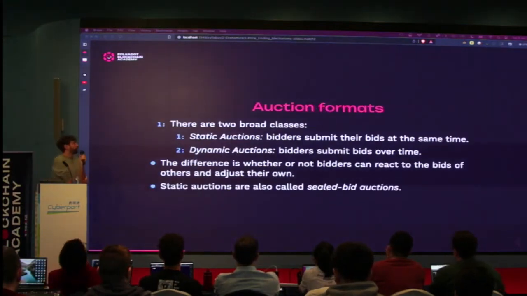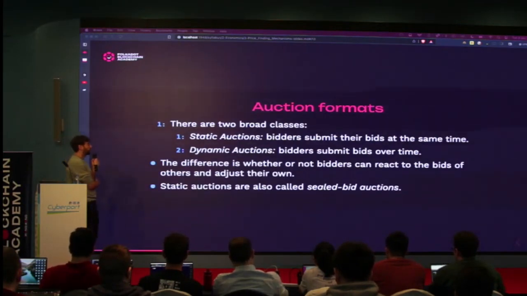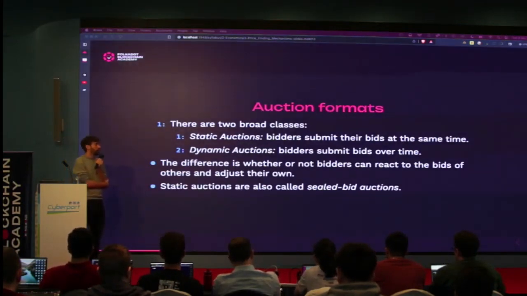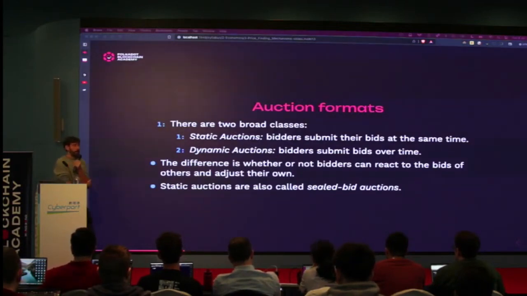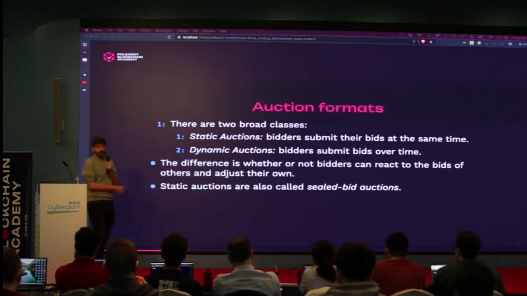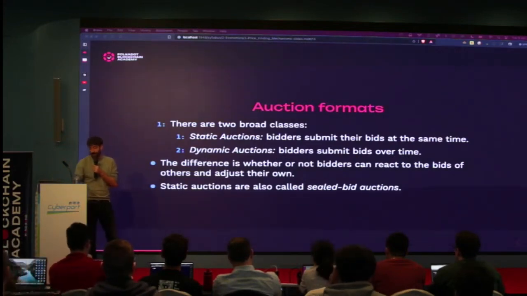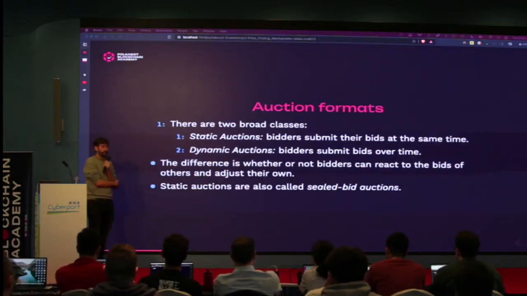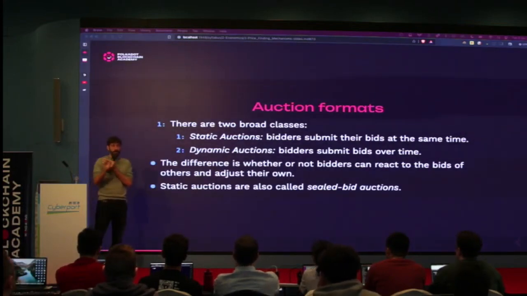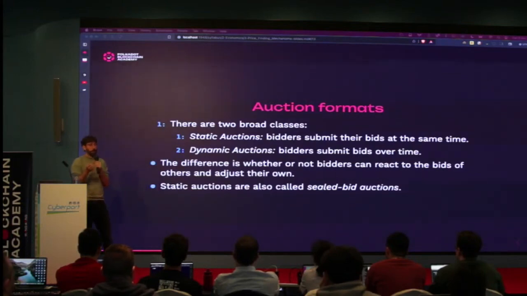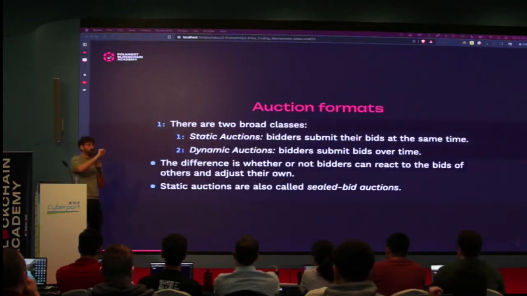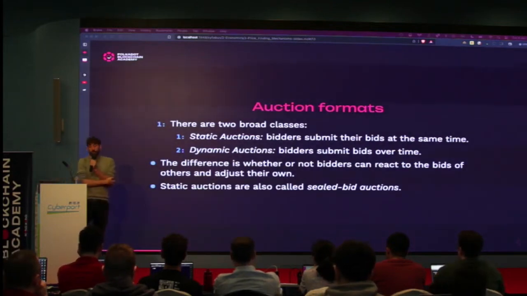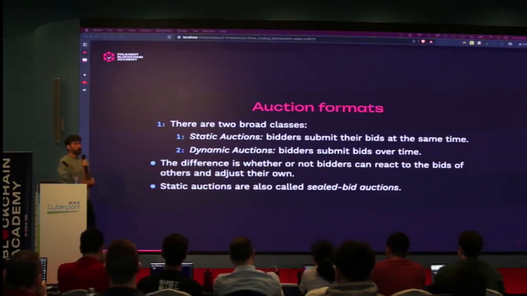So there are two broad classes of auctions. There's the static auction, where bidders submit their bids at the same time. Imagine that I have something to auction off, this bottle of water, and I ask you how much you would be willing to pay for this. You write your bid on a piece of paper, with an identifier on it so I know who won. Then you fold it, put it into an envelope, and I collect all the envelopes, open one after the other, and look at each of the bids. Then the question is, by which rule do I decide who won?